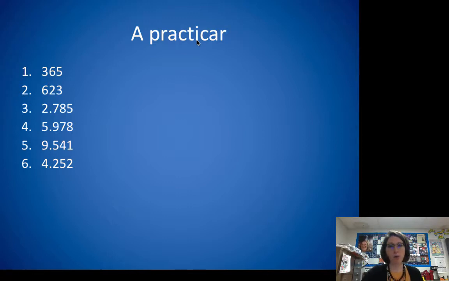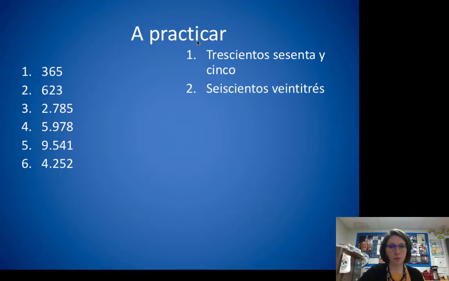Okay, so number one, you should have 365. So number two would be 623. And remember, if you want to spell 23 out, so it's 23, that is the only time you can use the E, okay? It's between the tens and the ones position. Otherwise, I don't want to see it.